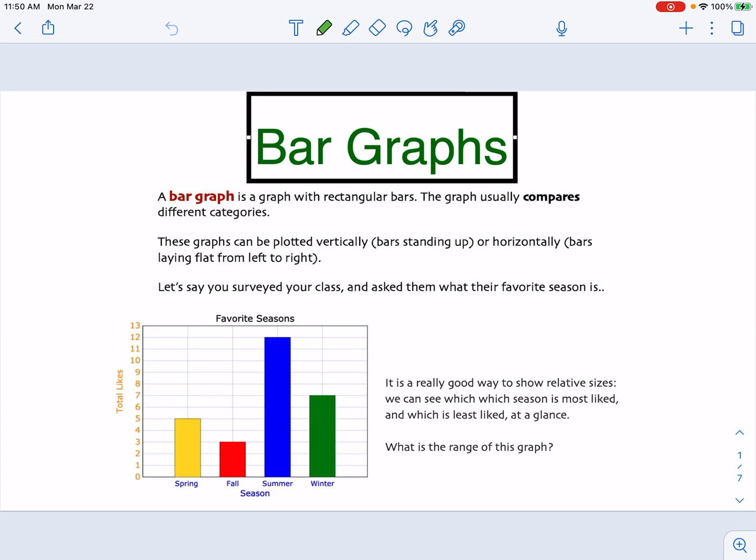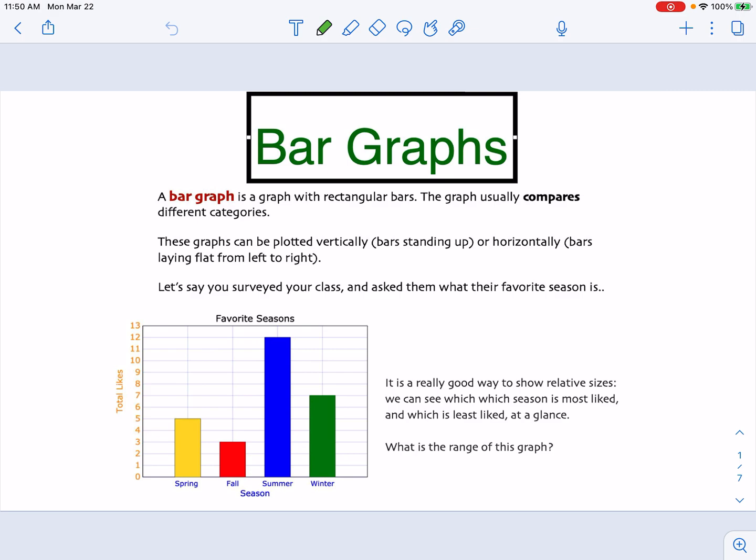Hey everyone, today we're going to talk about bar graphs and histograms. So a bar graph is a graph with rectangular bars, and the graph usually compares different categories. These graphs can be plotted vertically, where the bars are standing up, or horizontally, where the bars are laying flat, going left to right. So let's say you surveyed your class and asked them what their favorite season is.